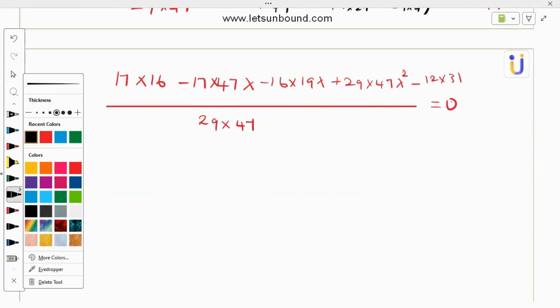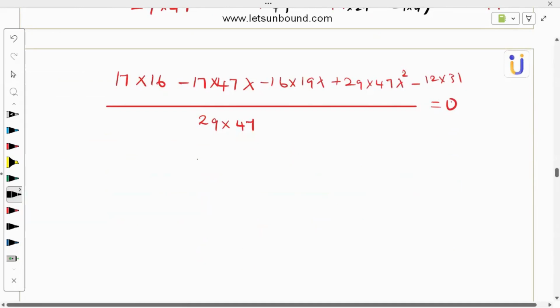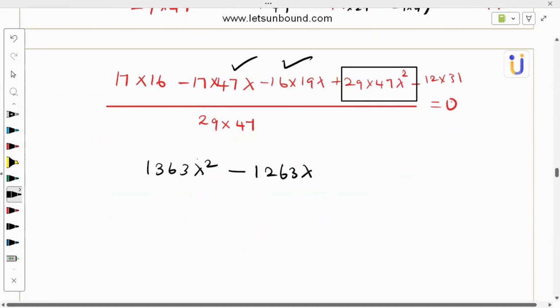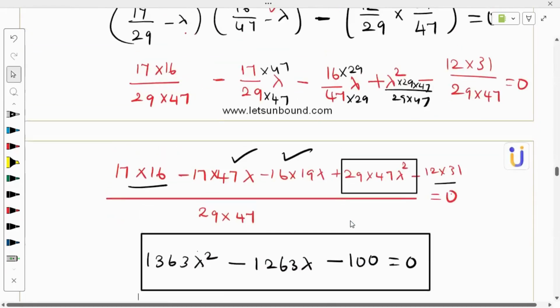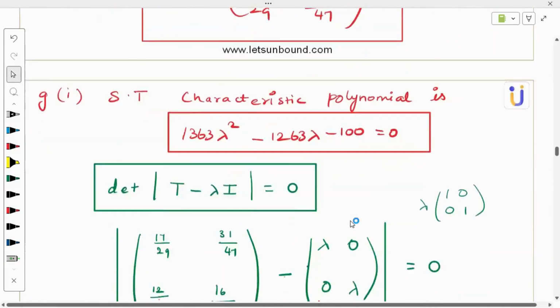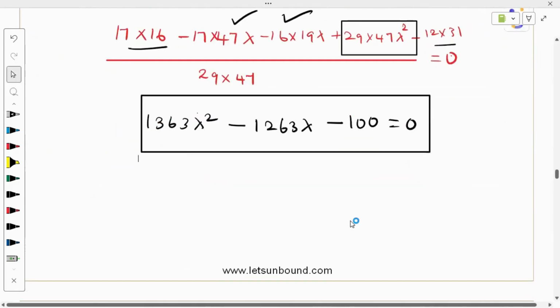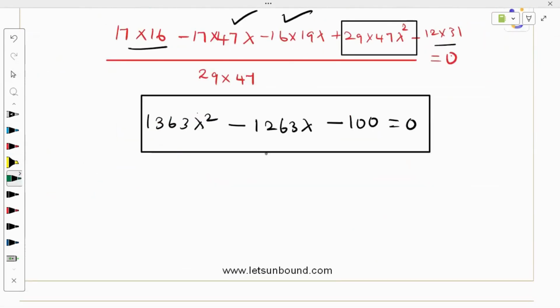Okay, and this is normal simplification. If you do that, you will get 1363 lambda squared. I'm writing in a polynomial format. Then you combine these and you will get minus 1263 lambda. Then when you combine the constants, it's minus 100, equals 0. So it's also a proof, we need to prove this. So just compare your answer. And yeah, we can do some additions if we feel something is wrong.